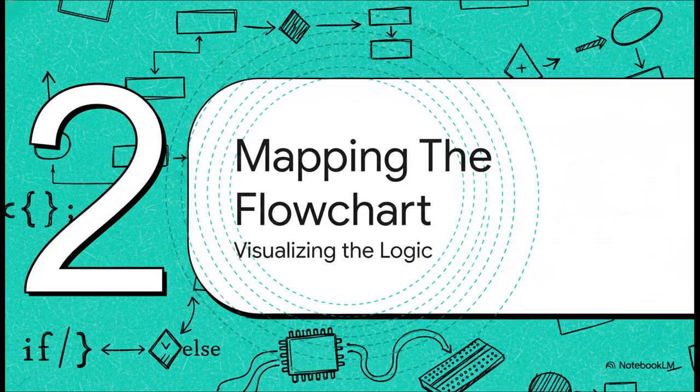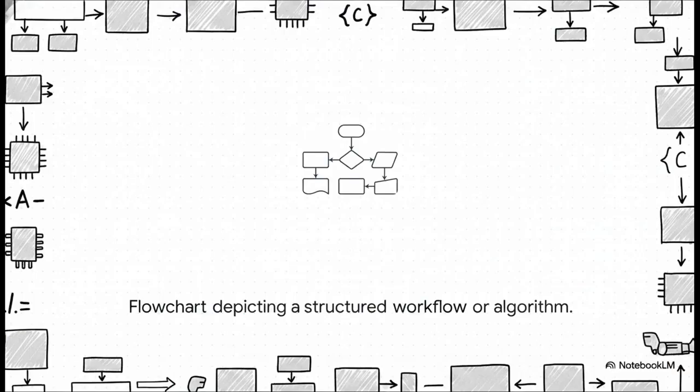Moving right along to Section 2, Mapping the flowchart, so we can actually visualize this logic. Let's translate that text-based pseudocode we just talked about into a highly visual diagram. A flowchart maps out a workflow, and what is so fantastic about them is that they use a strictly defined set of standard symbols. Because these symbols are universal, literally anyone looking at your diagram can instantly understand the program's execution path. It's the ultimate visual representation of your algorithm.